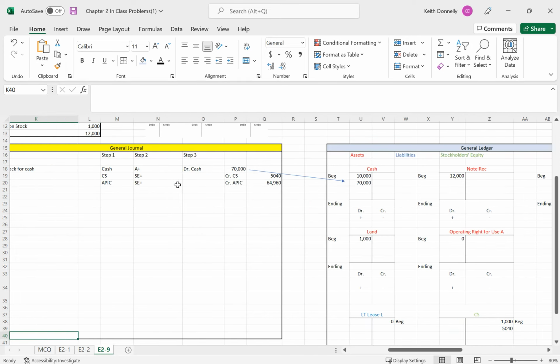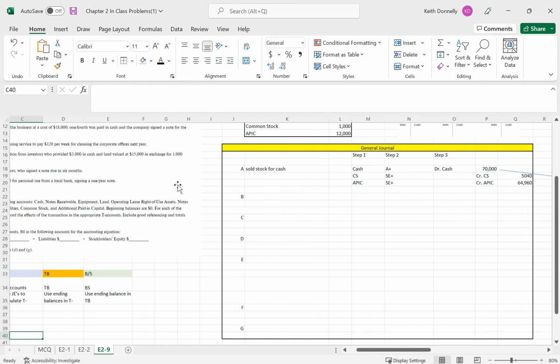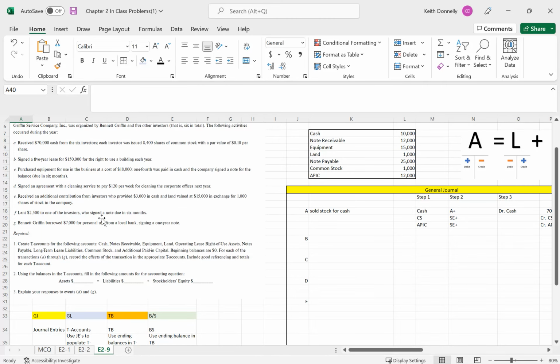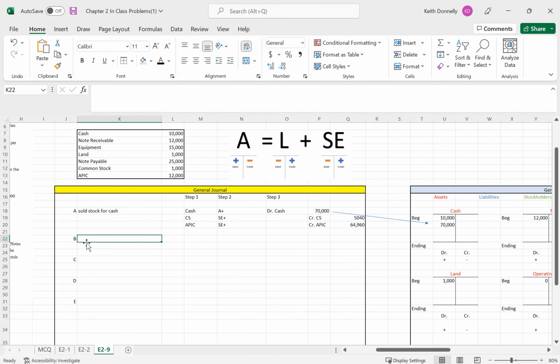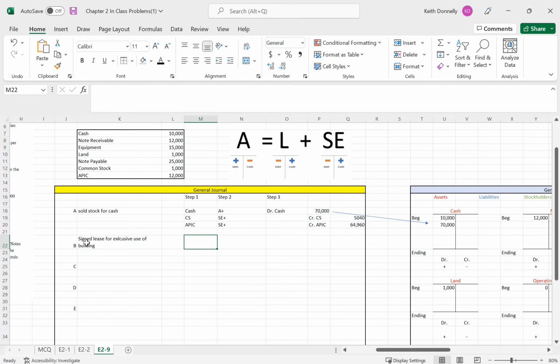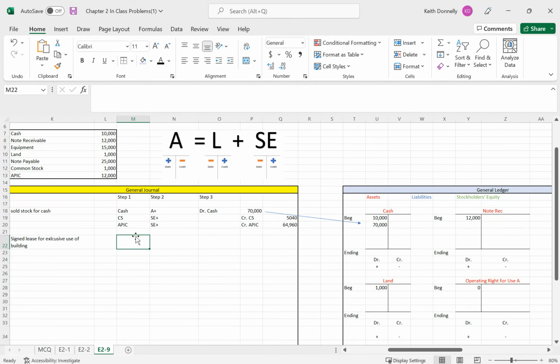Credit the APIC, right? Let's look at B here. B says signed a 5-year lease for $150,000 for the right to use a building each year. So this one's a little bit tricky. Basically, we signed a lease for exclusive use of a building, right? And what you're going to have here is 2 accounts.